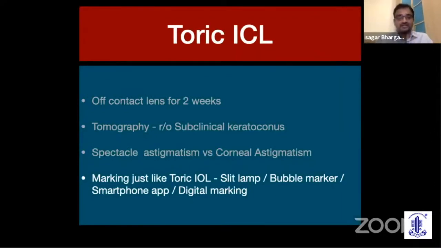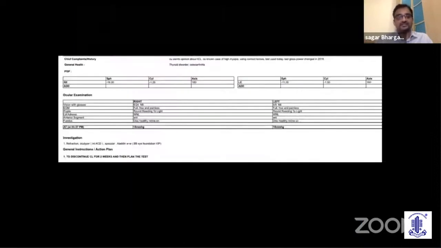Now, the next important point is marking. Marking is essentially just like a standard Toric ICL, which all of us are absolutely used to doing, and use whatever technique you are comfortable with, be it slit lamp, bubble marker, smartphone app, or digital marking. I, for one, usually use a smartphone app by Dr. Patwardhan, which is very convenient and very easy to use. And off late, because of availability of Verion at our center, I have now shifted to digital marking, which removes all the hassles, and it's very convenient.